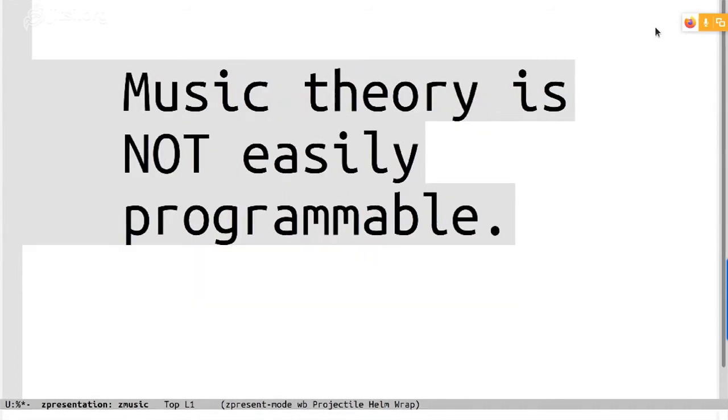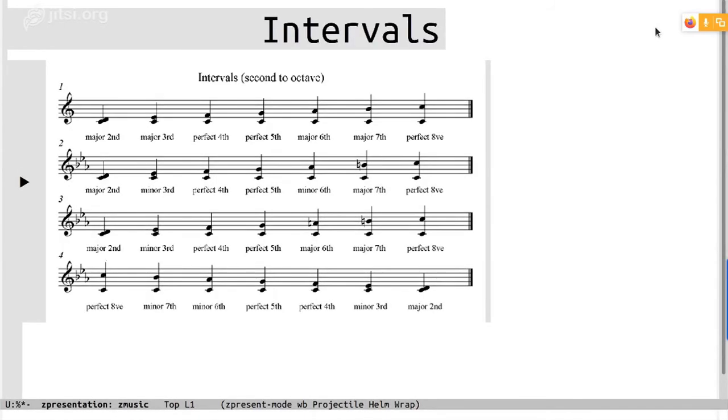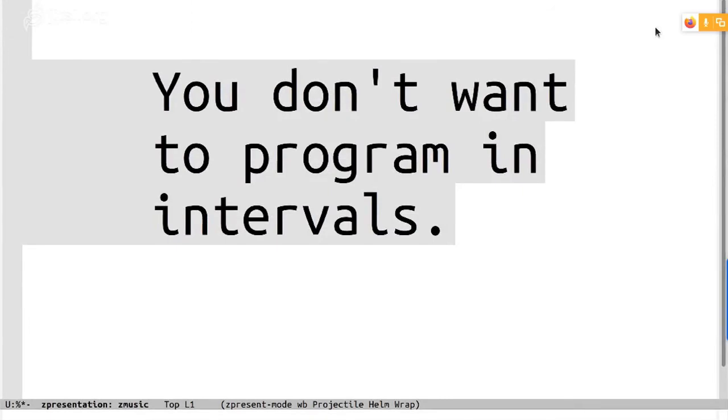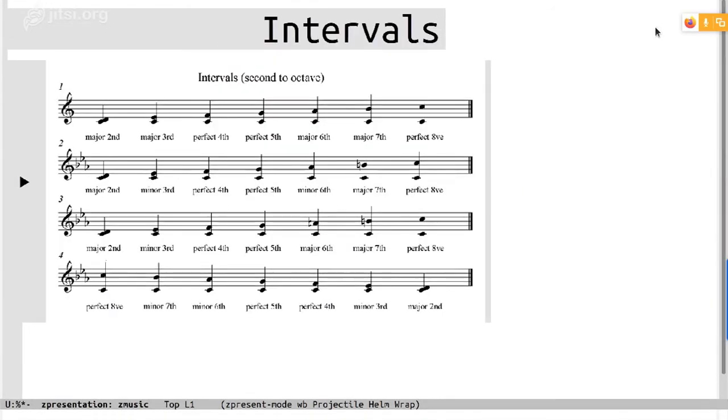Music theory was pretty hard to get programmed. So this is how a lot of people talk about notes in an octave as intervals. You have a major second, a major third, then a perfect fourth. So that was a little bit hard. You can also have a minor third in addition to a major third. So you don't really want to program in that. You've got two things for the note.